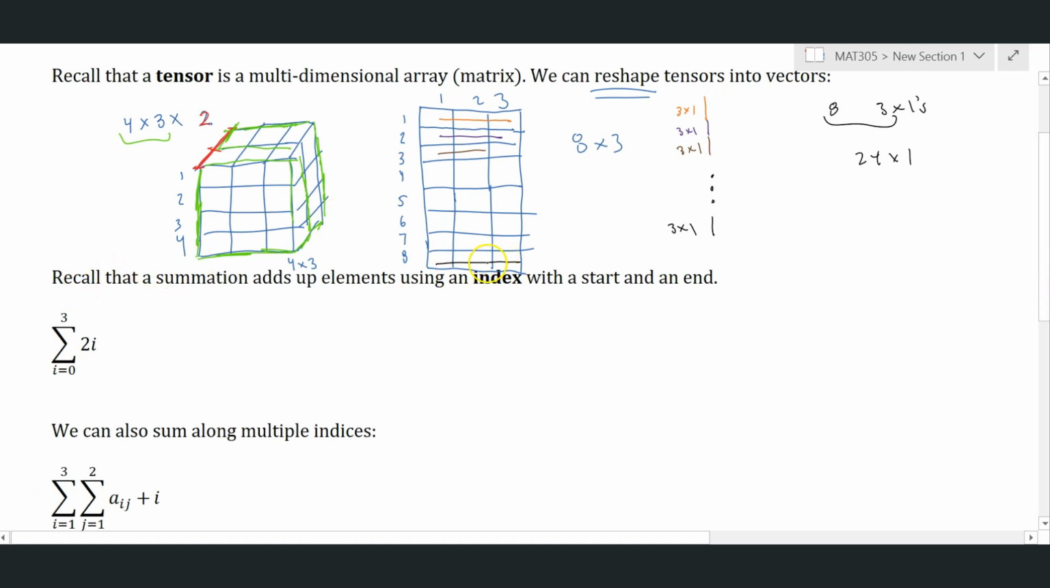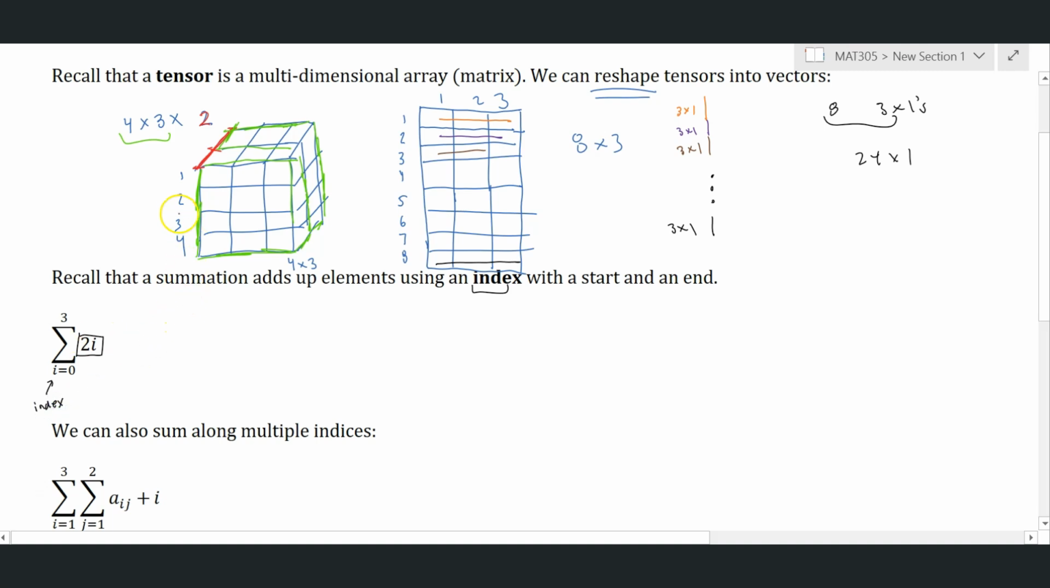Now the next thing we need to deal with is summations. And remember that summations add things up. And in this case, here's a summation. It's adding 2 times I. Okay, well, what is I? Well, I is an index. And the index is stated down here. That's the index. It doesn't have to be I.